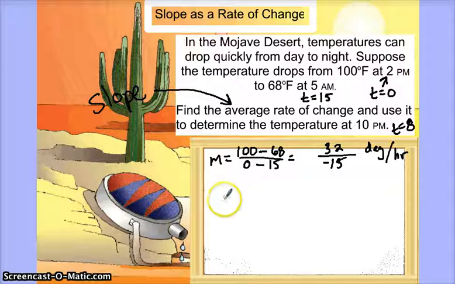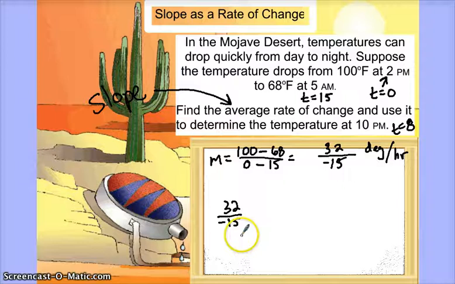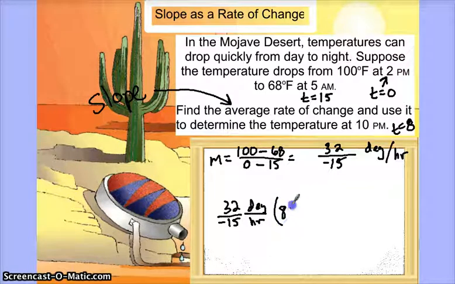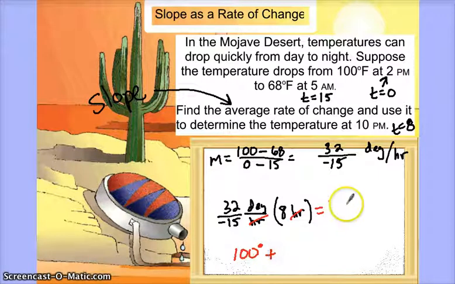So we can just say that if we're going to drop 32/15 degrees per hour, if we multiply that by 8 hours, well, hours, according to our labels, are on the bottom and top, so they'll cancel away. And we can quickly figure out how many degrees we're going to drop. And from there, we'll just take our temperature, our 100 degrees at 2 p.m., and we can add on whatever that drop is, and we will have our temperature at 10 p.m.